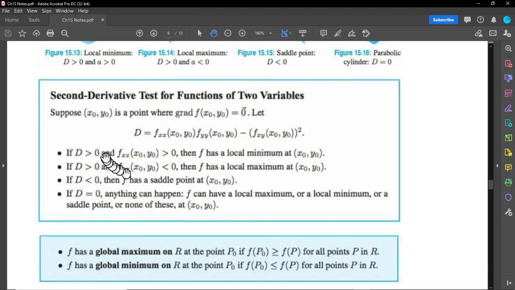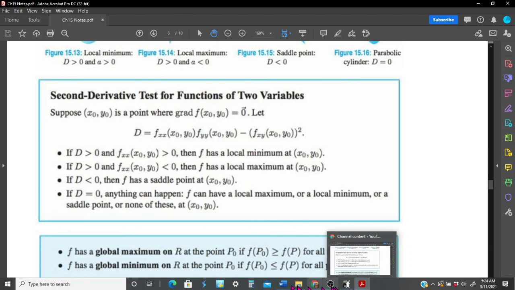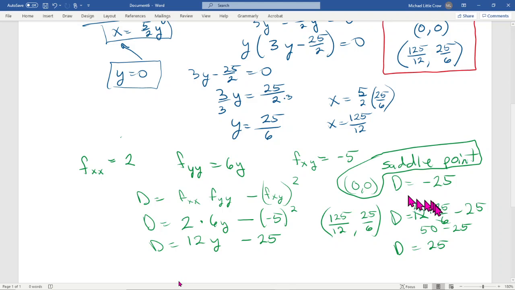So what does the test say? Discriminant is greater than 0, one of these. So now we need to check the second partial with respect to x. Is it positive or negative? Well, remember ours is positive. Our second partial with respect to x is 2. 2 is greater than 0, so we have a local minimum. And so then we take f of xx. It is also greater than 0. So that tells us with these two things that this is a minimum.